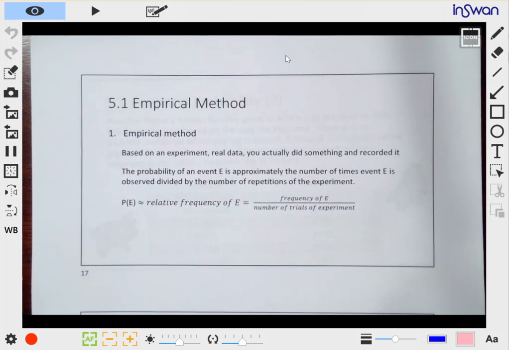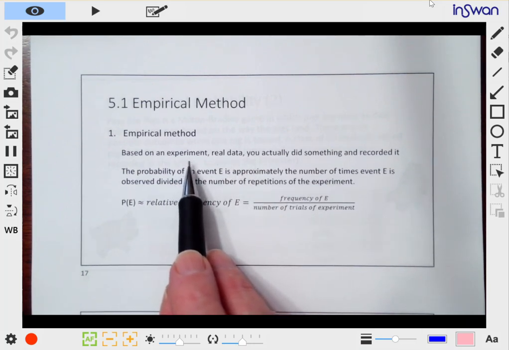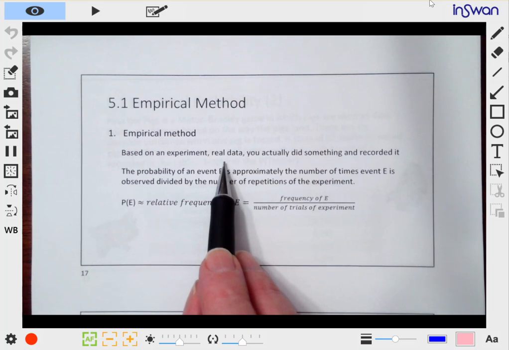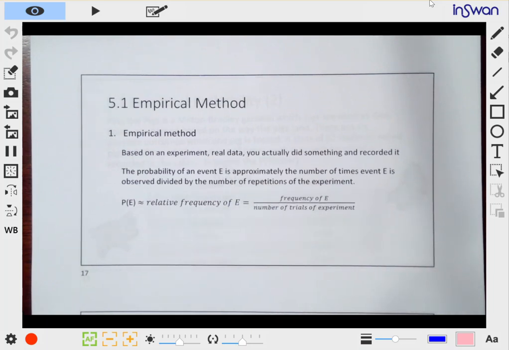All right, in this video I'll be finishing the notes from section 5.1. So we left off on slide 17. We had just talked about the three methods for probabilities. There was the empirical method, the classical method, or what I call the theoretical method, and also the subjective method. In statistics, our main focus is going to be the empirical method. We talked about how that's based on experiments, real data. It's basically data that's been collected.